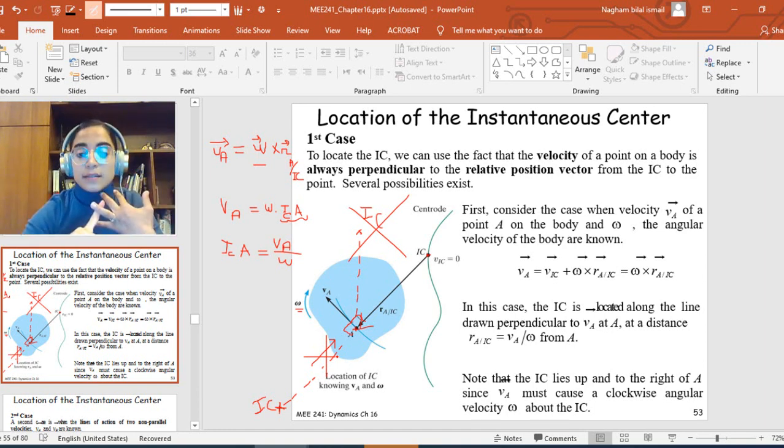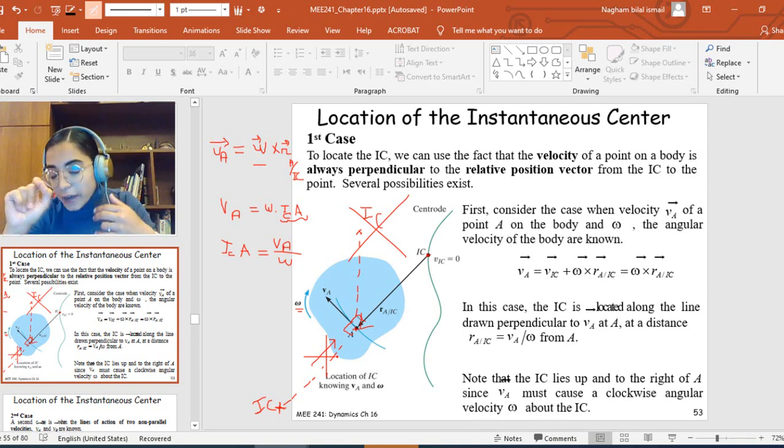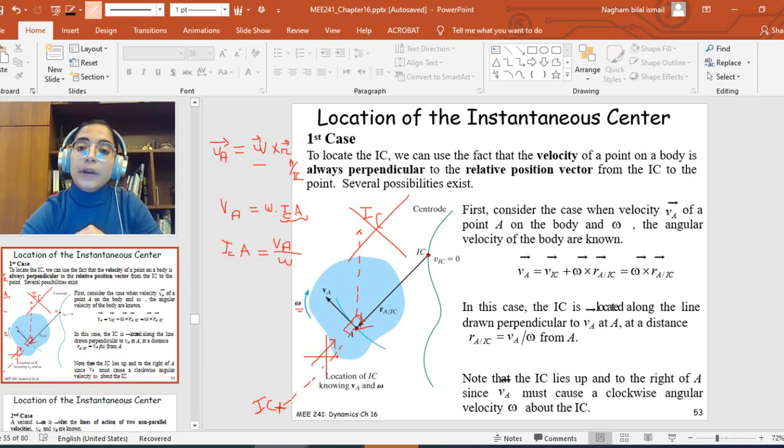I know that the distance between A and IC should be equal to VA over omega, and I know the location of IC from the right-hand rule. All right, because I have here a cross product. So this is the first case. In this case, I know VA in vector form, and I know, of course, omega.